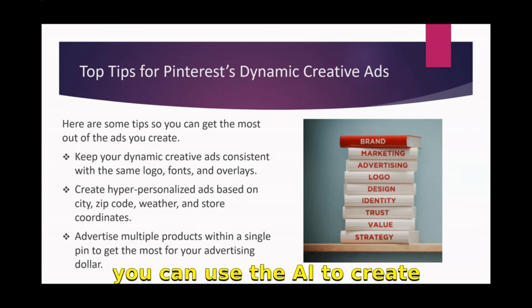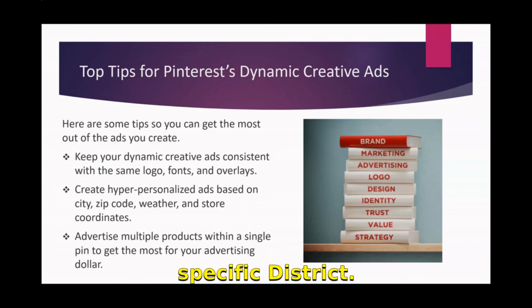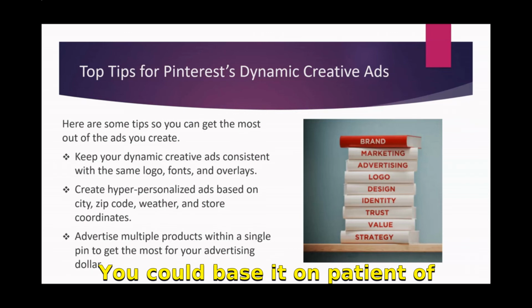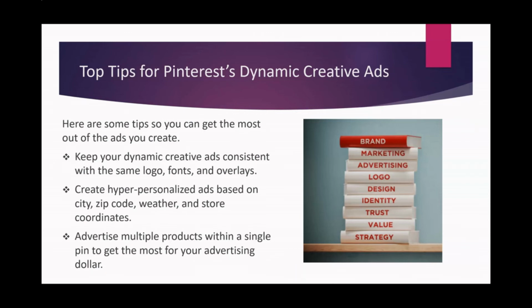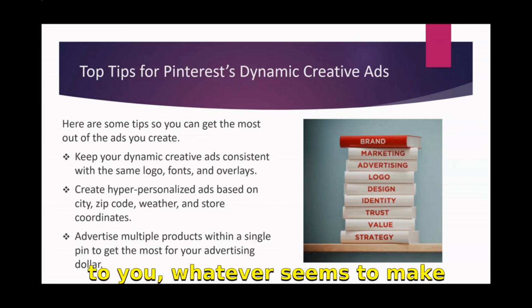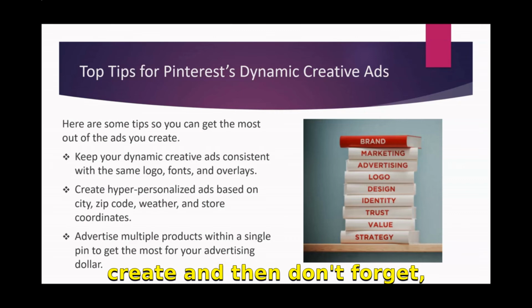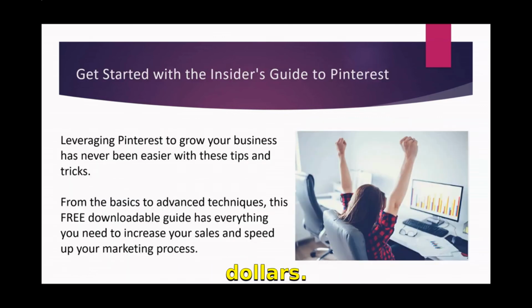You can use the AI to create really, really personalized ads. So you could base it on a specific district. So like a specific zip code. You could base it on the weather. You could base it on location of the nearest Walmart. It's completely up to you, whatever seems to make sense based on the type of content and products that you create. And then don't forget, you can actually advertise multiple products within a single pin. So this can really help you get the most bang for your buck with your advertising dollars.